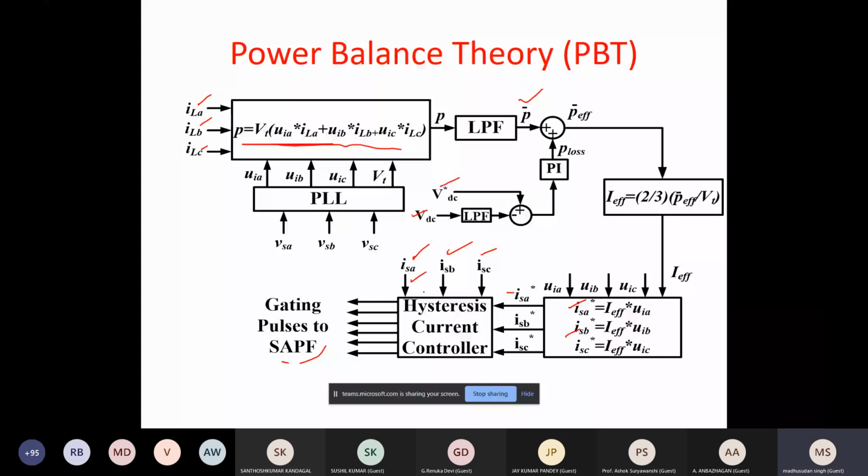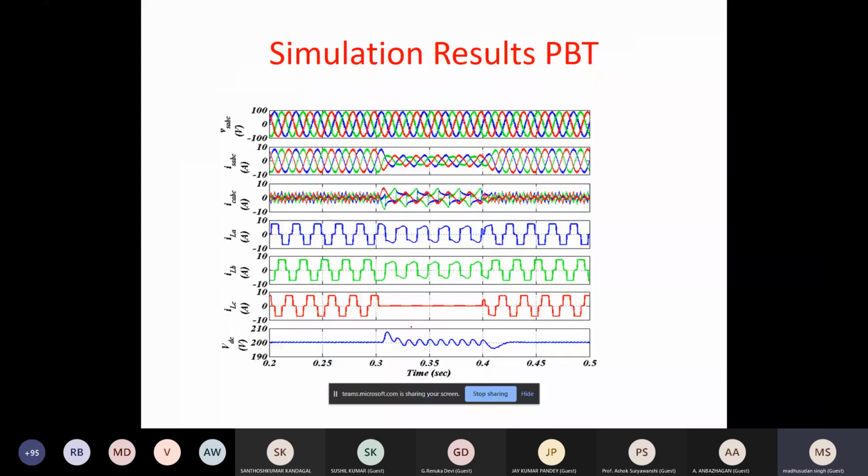So this is a theory where again the gating signals are derived based on power calculations: the real power demand of the load, in addition to the real power needed to meet the switching losses and maintain the DC link voltage. Both together decide the net real power, and to meet that much real power, the real power component of the source current must be there. That is what is called the reference. These two are compared. This is just a control theory called the power balance theory, PBT, and see the simulation results here.